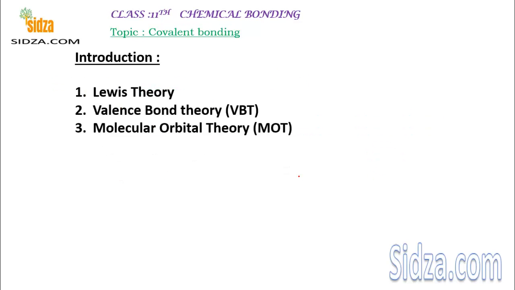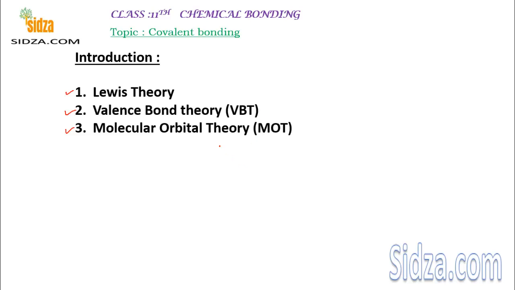To get a more detailed understanding of a covalent bond and the properties of covalent molecules, we will discuss covalent bonding in three theories. Three important theories are there, and we will discuss all of these one by one. Number one is the Lewis concept, Lewis theory. The second one is the valence bond theory, VBT, and the third one is the molecular orbital theory, MOT. These are the three theories which explain the nature of a covalent bond.